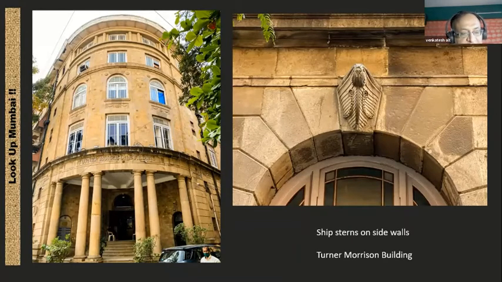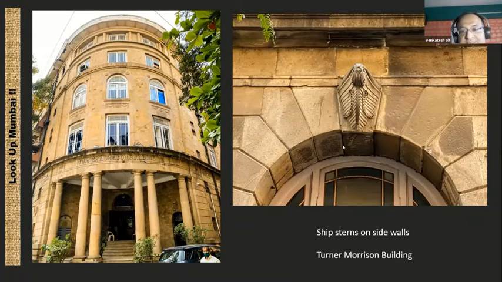We are basically walking towards the Ballard Estate side. Okay, so we are good on time. We have about 10-20 minutes more. Okay, we will look at the Turner Morrison building. Turner Morrison is a very important company in the shipping, trading world. After the P&O and after Nicol, it was Turner and Morrison, which was a very important company.